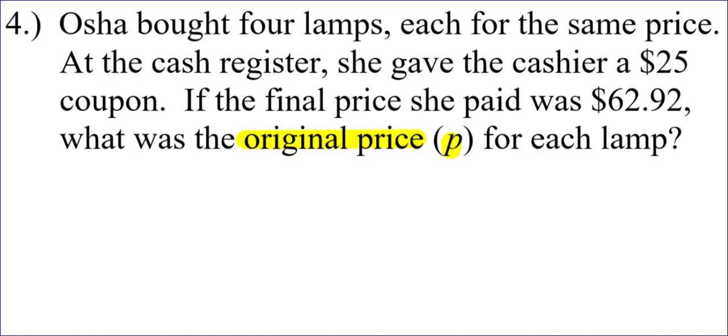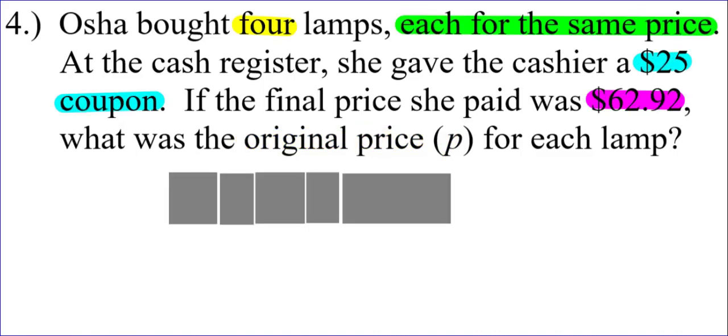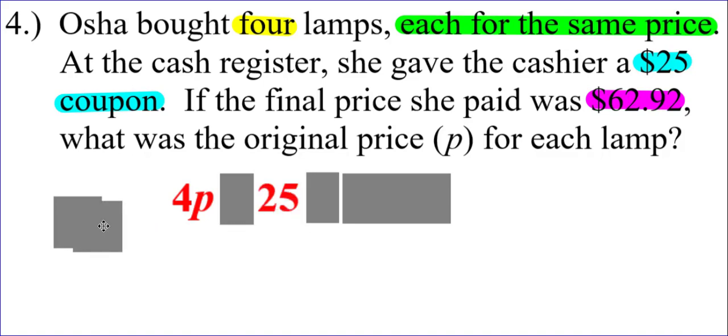So from here, let's break this down piece by piece. Asha bought 4 lamps. We know 4 means 4, but it was each for the same price. You heard me say this before. The word each often means multiplication. And here it makes sense to take 4 times the price for each lamp, which again, we call that P. Now, $25 means $25, but it's a $25 coupon.